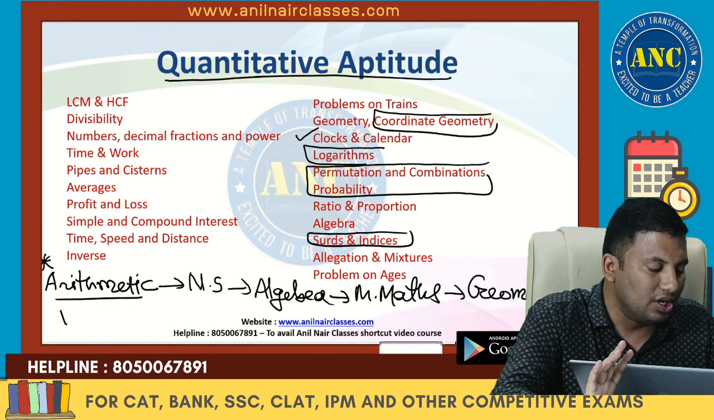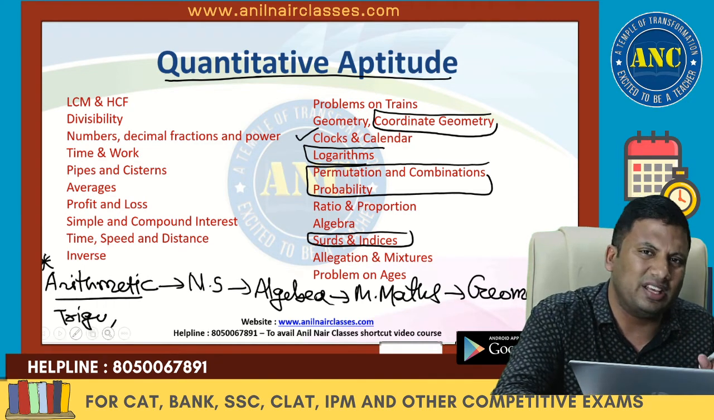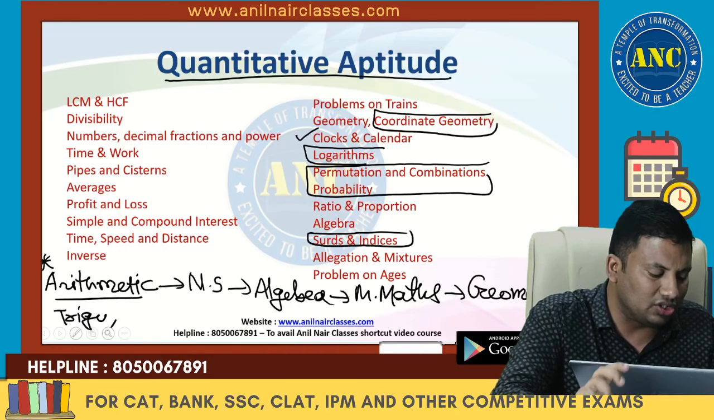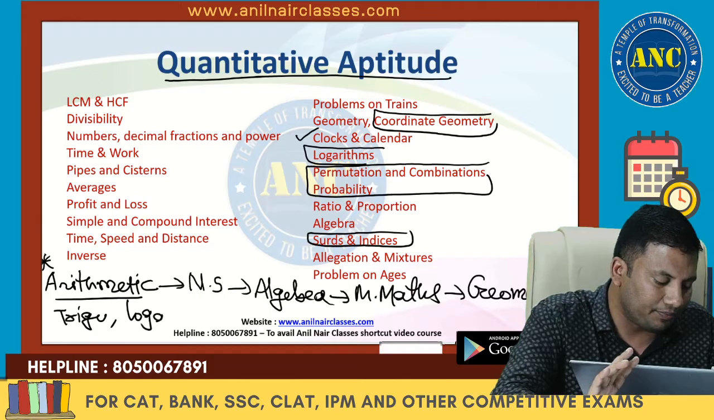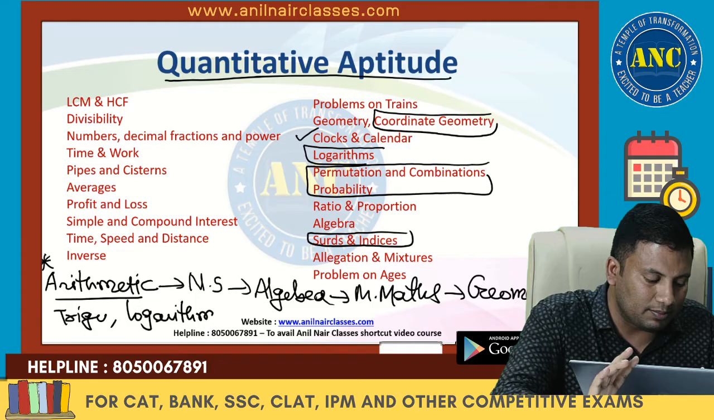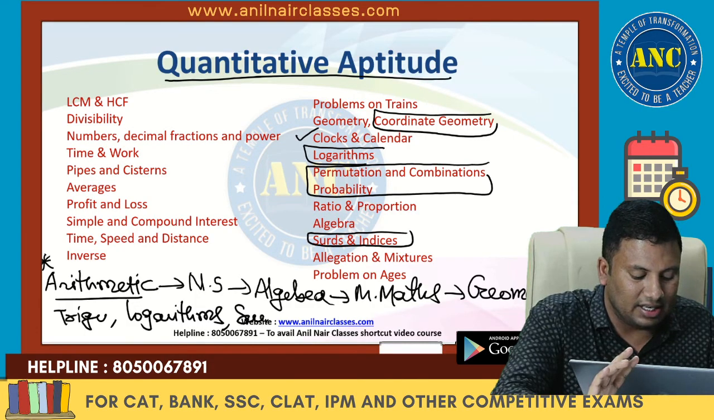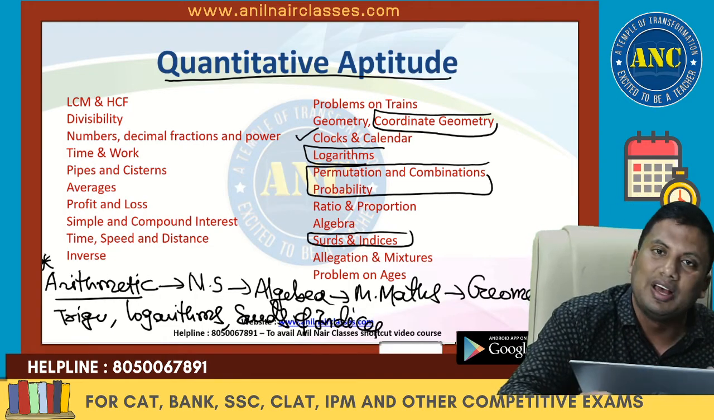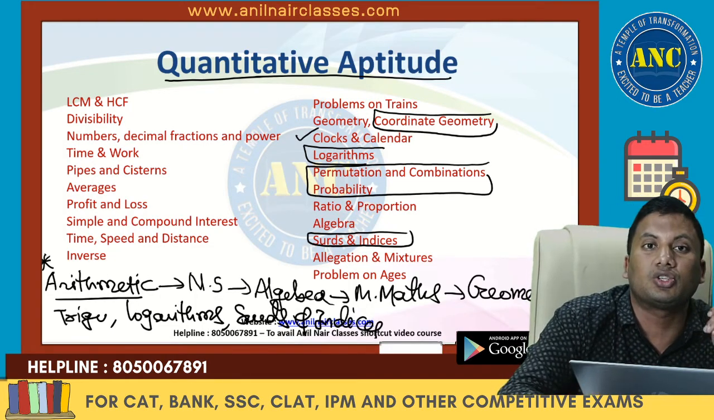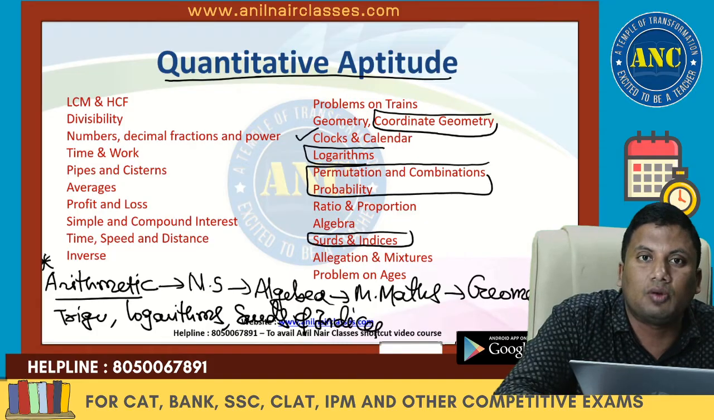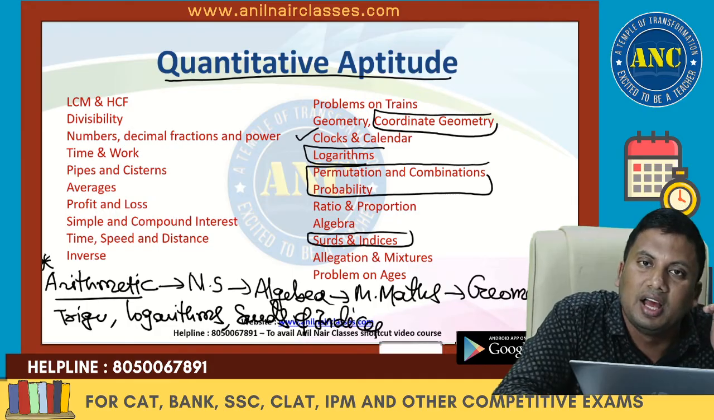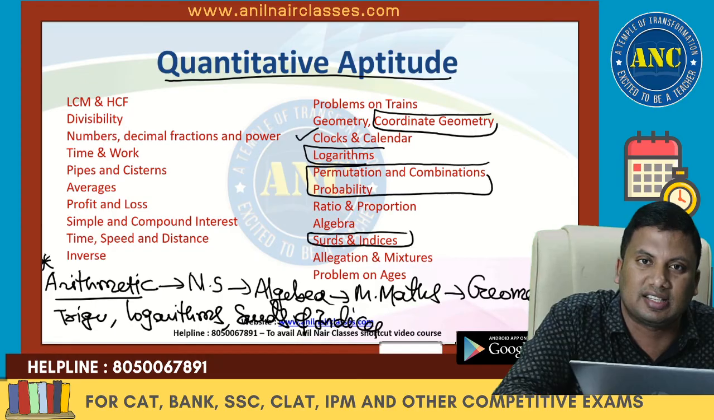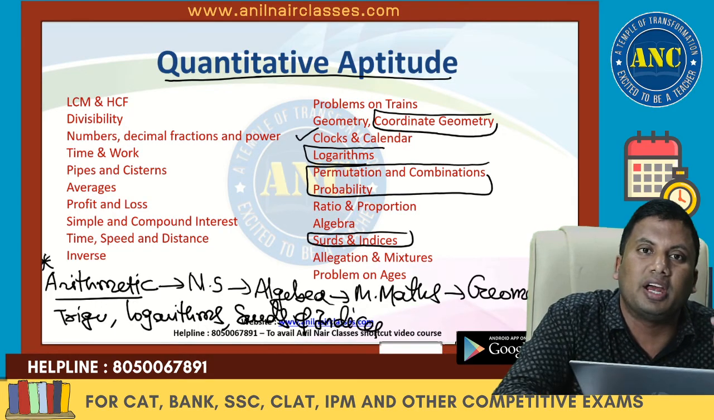Advanced maths, you have to concentrate on trigonometry. Anyway, trigonometry basic fundamentals can be covered in geometry. Logarithms, surds and indices. Surds and indices is another important topic that will come in your examination. So as usual, focus more on arithmetic, but also give due attention to advanced mathematics topics like logarithms, trigonometry, surds and indices, permutation and combination, probability.